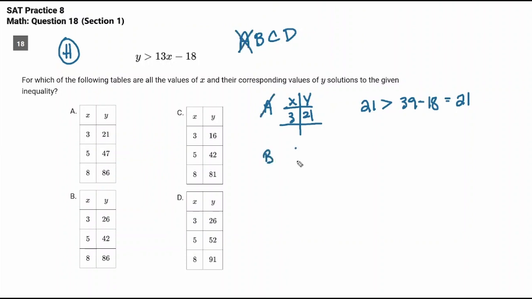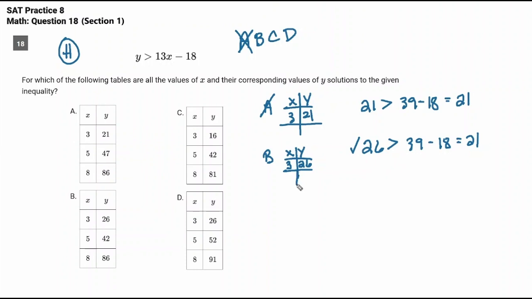Again, write the chart, the parts that you're going to use to avoid mixing up x and y. This time we've got y is 26, is bigger than 13 times 3, you've already done that, 39 minus 18. You already know that that's 21. Is 26 bigger than 21? It is, that checks out. So, got to keep going.